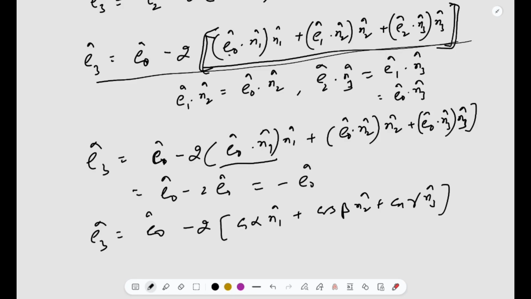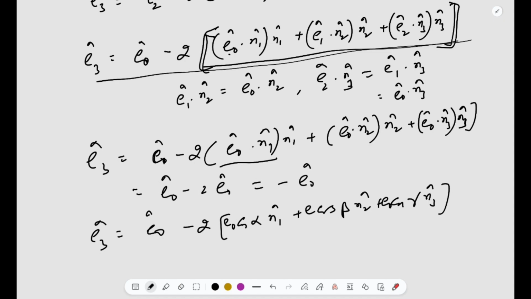And this was basically E naught cos alpha n1, E naught cos beta n2, E naught cos gamma n3, like this. And this is nothing but E naught x plus E naught y plus E naught z, like these terms. Not exactly, but like this. And so this whole vector is nothing but the E naught vector. And so this is 2 E naught. Try to understand these things. These are simple vectors. Thank you very much for watching.